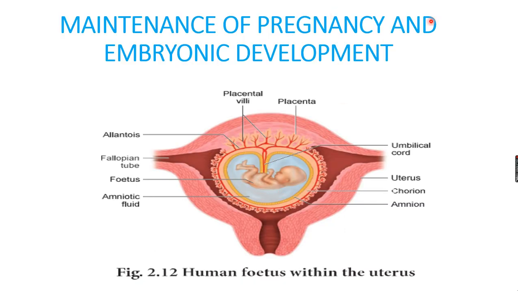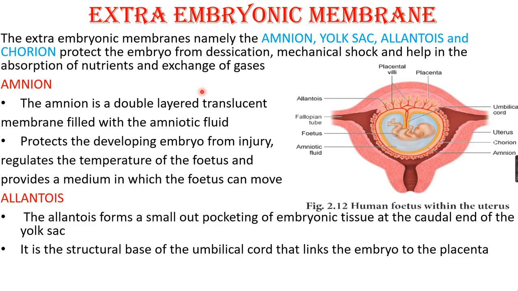Now, maintenance of pregnancy and the embryonic developmental stage. We must know how the baby is maintained during development. The baby is developing in the uterus. There are important extra-embryonic membranes called amnion, chorion, allantois, and the small yolk sac. All these are protective extra-embryonic membranes for the developing embryo, protecting it from desiccation and mechanical shock. They also help in the absorption of nutrients and the exchange of gases.